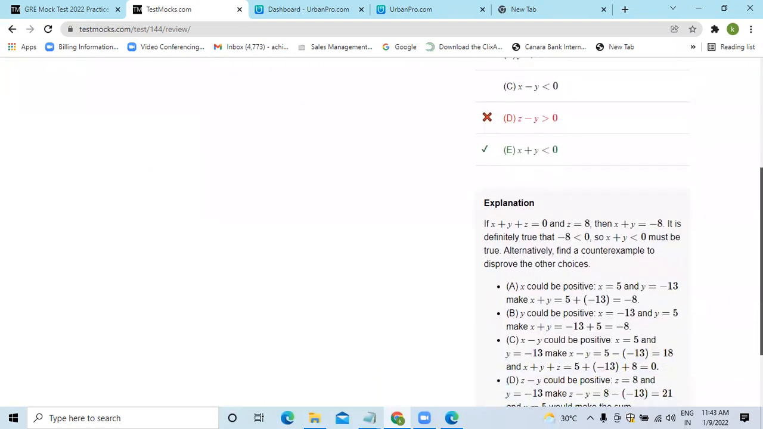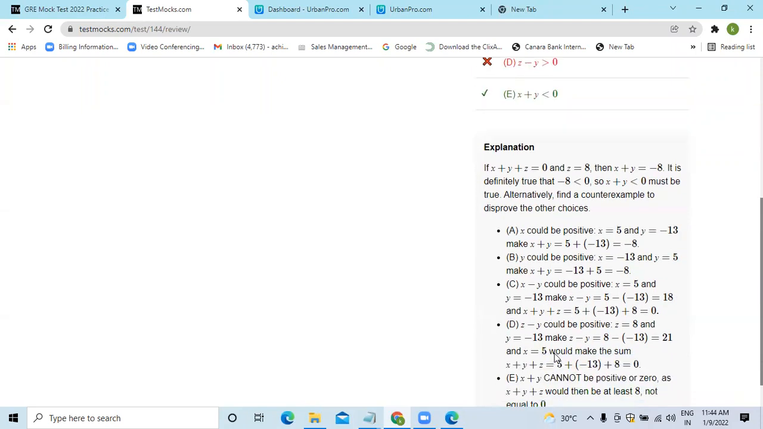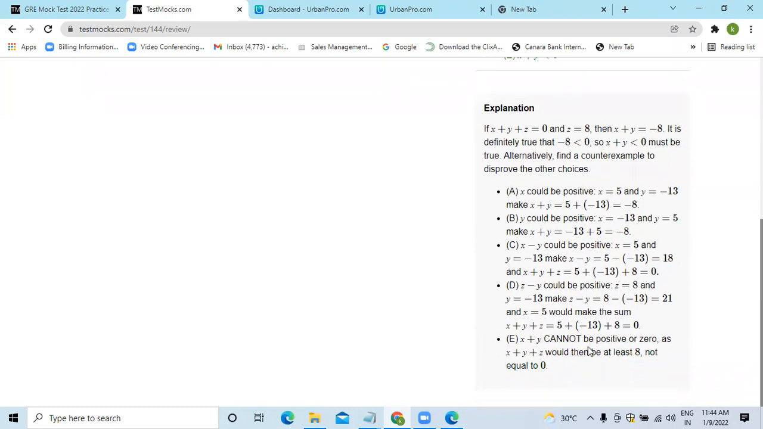So x could be positive, x is equal to 5, y is equal to minus 13, which also makes minus 8. Then y could be positive. So x minus y could be positive, x is equal to 5 and y is equal to minus 13. X minus y is equal to 5 minus of minus 13, which is plus 18. So this again is not 0. And D, minus x could be positive. Therefore E, x plus y cannot be positive or 0, as x plus y plus z would then be at least 8, not equal to 0.